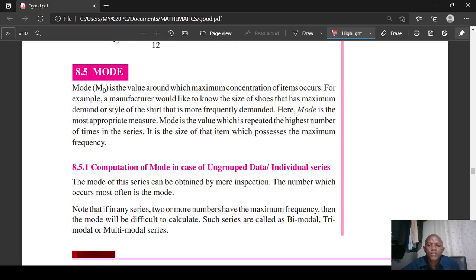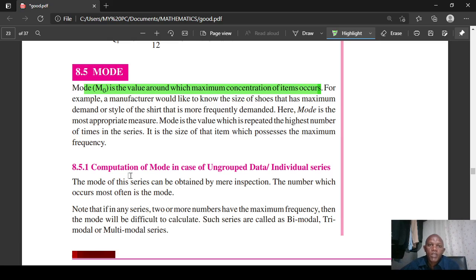Right, today's lesson is on computation of the mode. Generally, we're saying that the mode is a value that has the highest frequency in a series. In short, it has the highest number of occurrences. Therefore, that's what we call the mode. In other words, it has the value around which maximum concentration of items occurs.